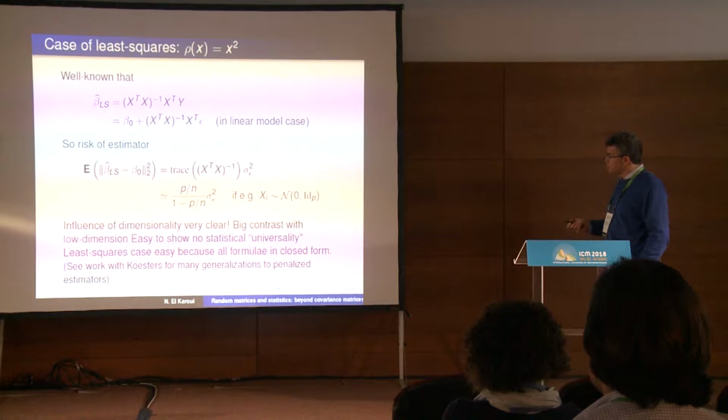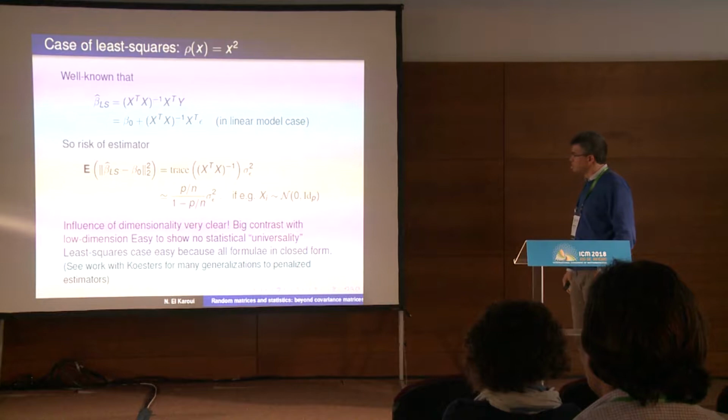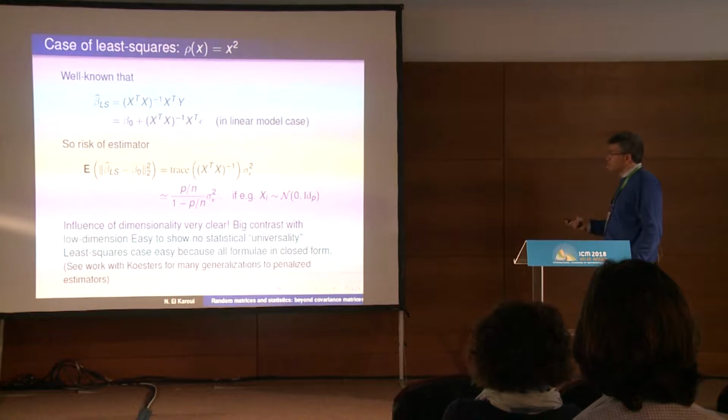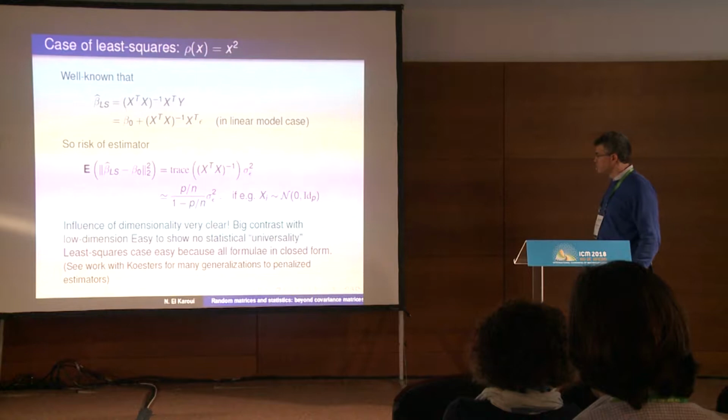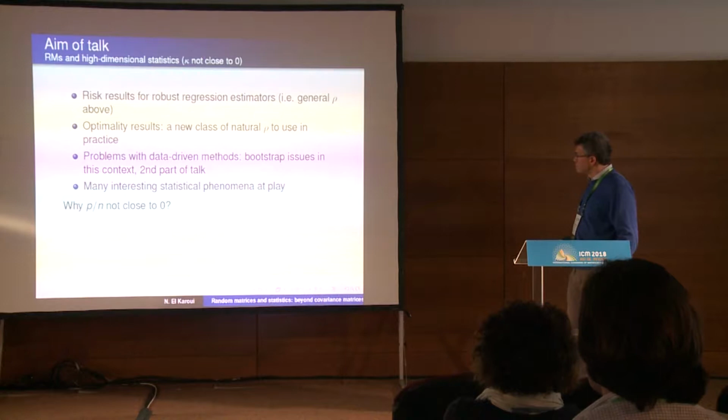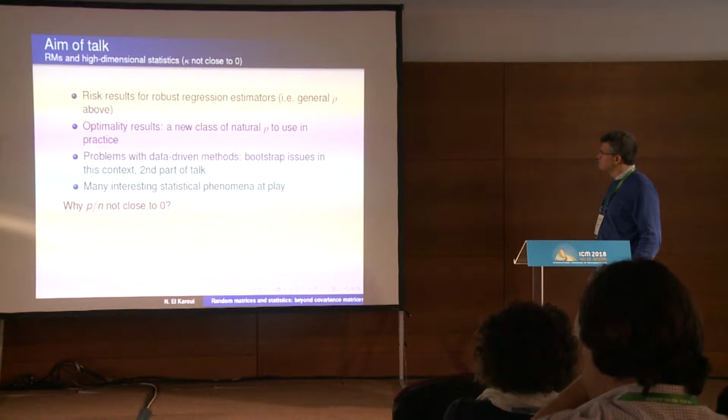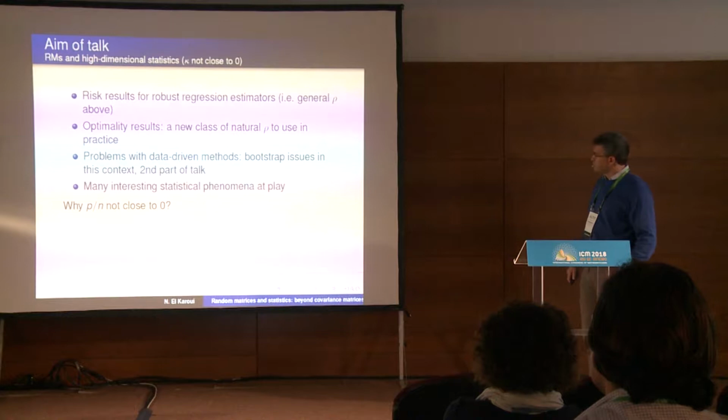But a while back, we were interested in the situation where the loss function is more general, and so we don't have explicit forms, and so this doesn't work. Okay, but this, at some level, encapsulates some of the message of the talk. So I'll talk about some now old results on robust regression estimators. I'll talk about optimality results, in particular what appeared to be at the time a new class of loss functions to use. And then I'll talk about problems with data-driven methods, in particular the so-called bootstrap.